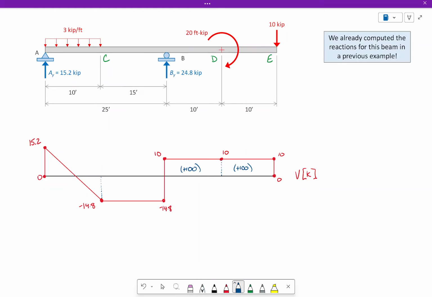Or negative 14.8 times 15. What's the area of this rectangle right here going to be? Negative 222. Okay. All right. Sound good? So how do I do this and this? We've had these problems before, so how do I do that?